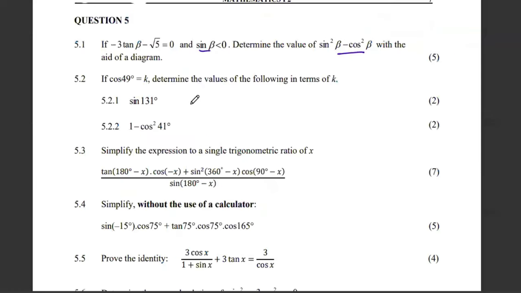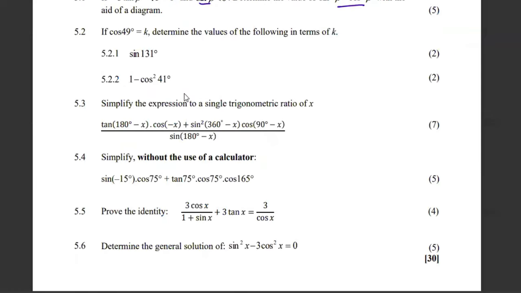All right, then 5.2. If cos 49 is k, determine the values of the following in terms of k. So let's try to, do we need a sketch here? We may, but it's not always a must. So cos is adjacent, yes. So it's adjacent, which is a k. And then meaning that this side should be the square root of 1 minus k squared. Okay, so if this is a 49, then this is going to be a 41. Okay, so that we get a 90 there.